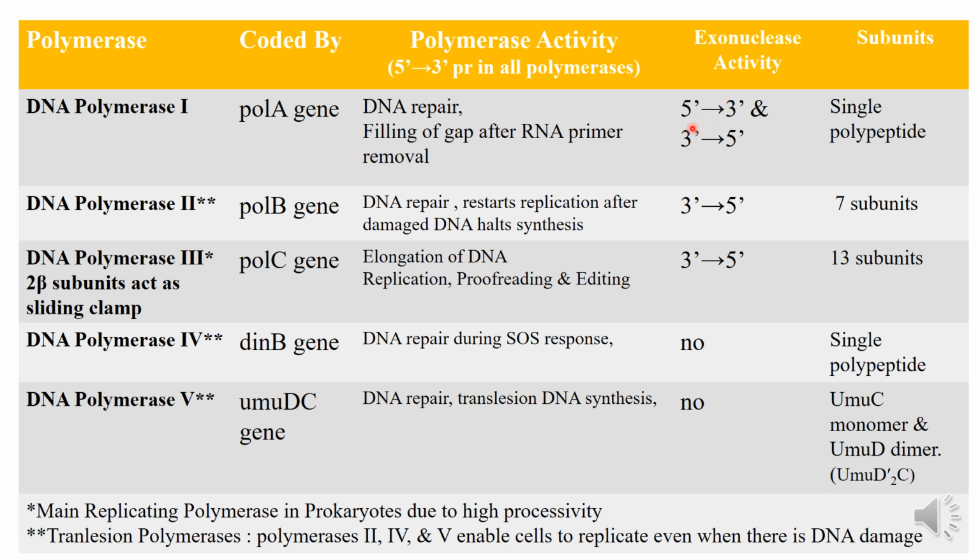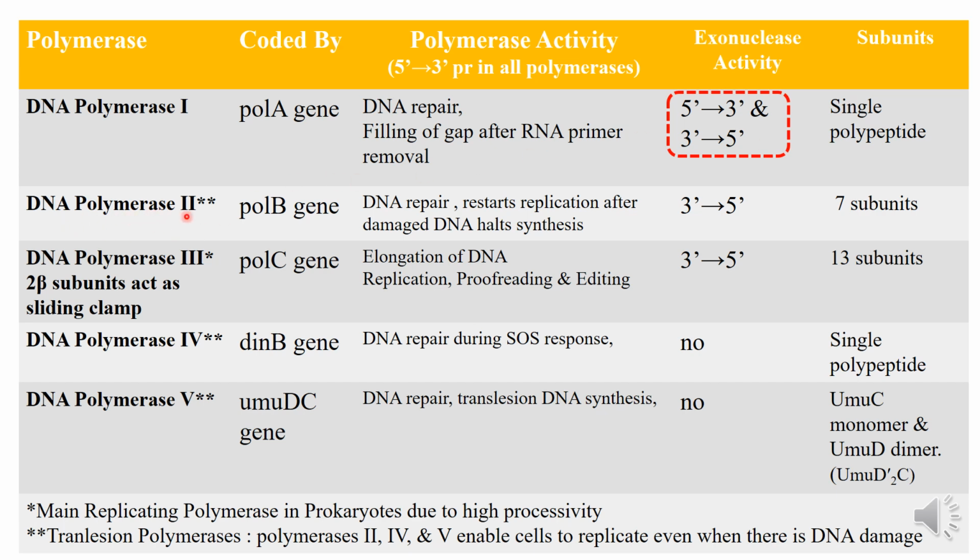Exonuclease activity exhibited by DNA polymerase 1 is of 2 types. It has 5 prime to 3 prime as well as 3 prime to 5 prime exonuclease activity. Now this is a unique feature of the DNA polymerase 1, as you will see later on that it is the only DNA polymerase that has exonuclease activity in both 5 prime to 3 prime and 3 prime to 5 prime direction. It is made up of a single polypeptide chain.